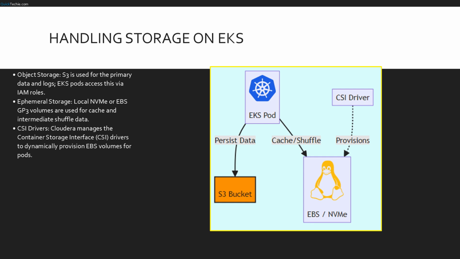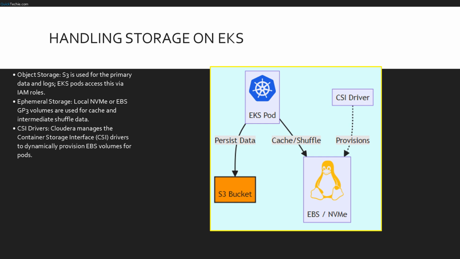Persistent business data always resides in S3. However, EKS pods need fast, temporary storage for operations like caching or shuffling data during a Spark job. For this, Cloudera configures the nodes to use local NVMe storage or dynamically provisioned EBS volumes. Cloudera handles the installation of the necessary CSI drivers on the EKS cluster, so when a pod requests disk space, AWS automatically creates and attaches an EBS volume to the worker node.